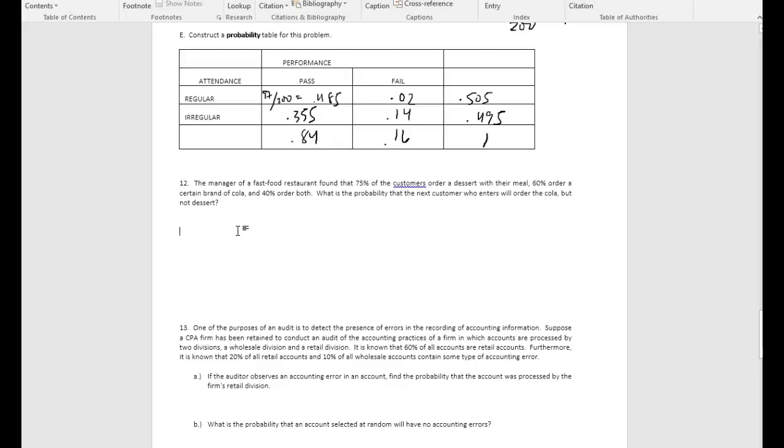Right, on to the next problem. The manager of a fast food restaurant found that 75% of customers order a dessert with their meal, 60% order a certain brand of cola, and 40% order both. What is the probability that the next customer who enters will order the cola but not dessert?